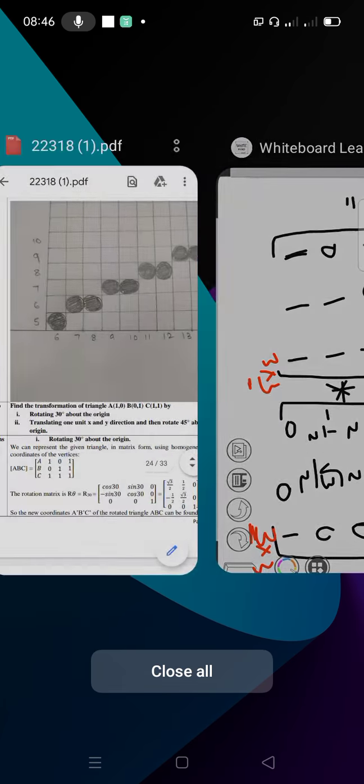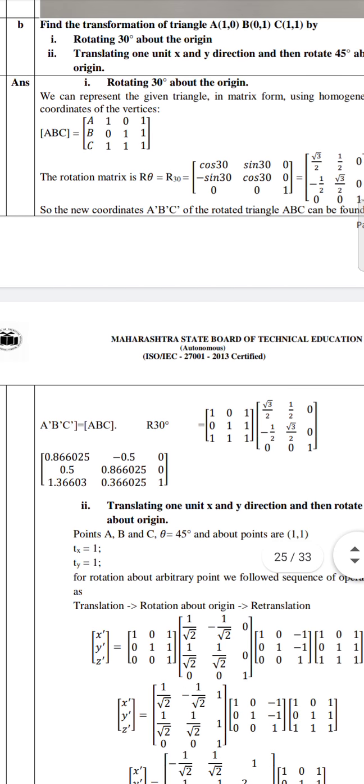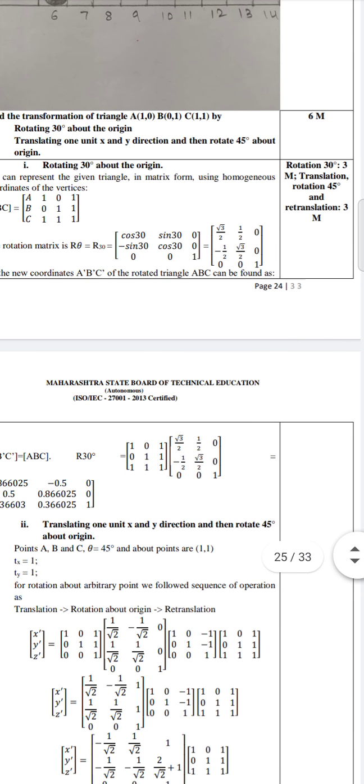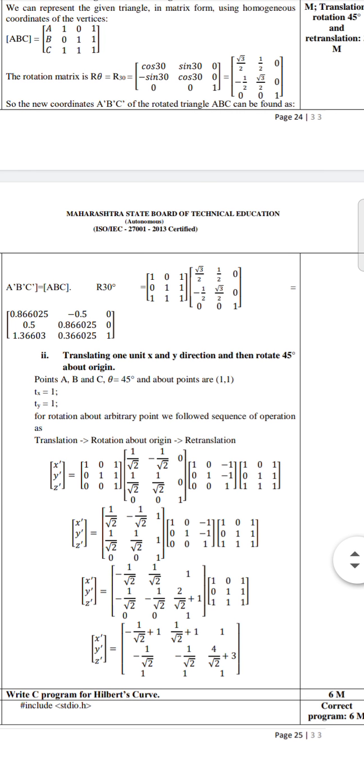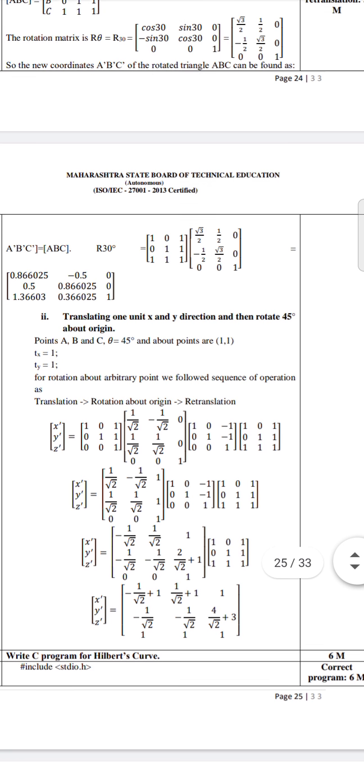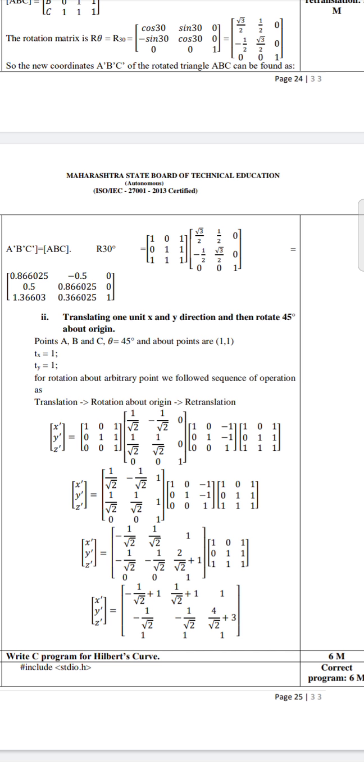Okay, now we will go to the next bit of this particular question. In the next bit, what they have told you, that translating one unit in x and y direction and then rotate 45-degree about the origin. So here you have to perform two transformations, that is you have to translate with respect to x and y direction by one unit, and then you have to rotate it, right?